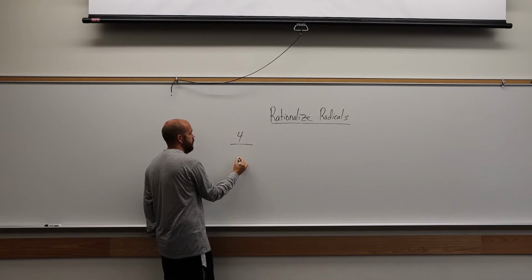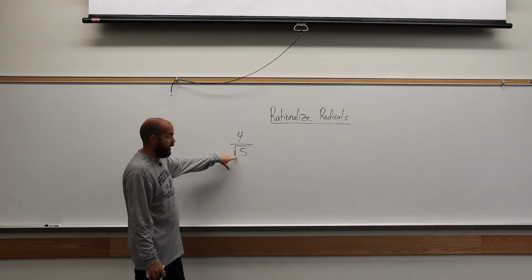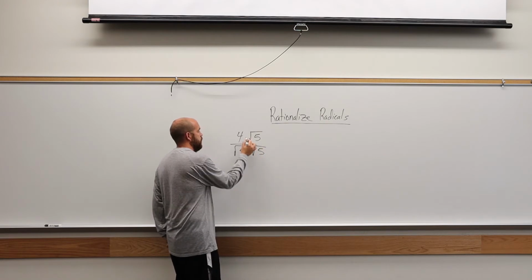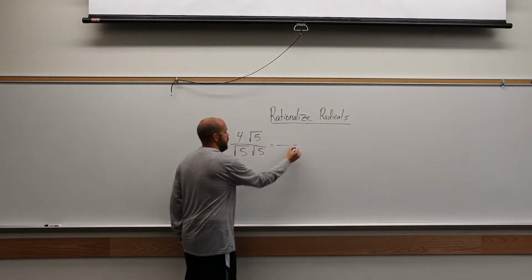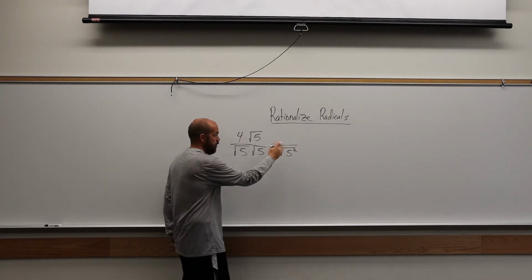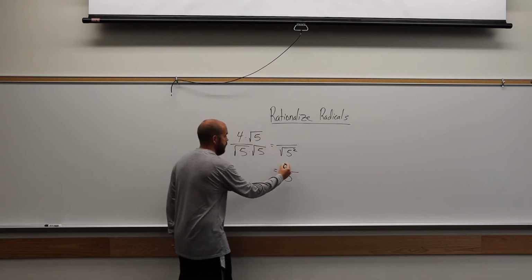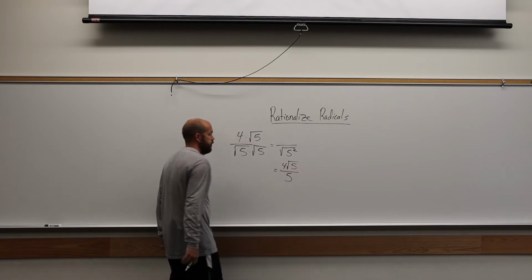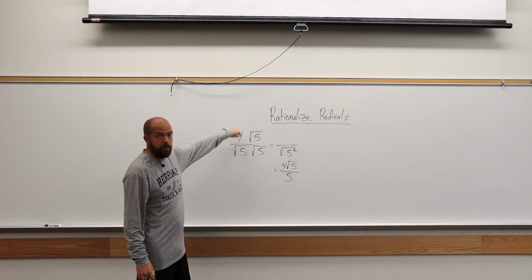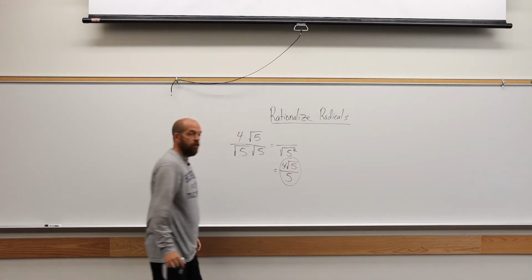Let's go with 4 divided by the square root of 5. Very similar problem. I can't have a radical on the bottom, so I multiply the top and the bottom by the same exact thing. That way the bottom is just going to become the square root of 5 squared, because it's multiplied by itself. Those cancel, and I just get 5 on the bottom. The top is going to stay 4 times the square root of 5 because I can't multiply those together. 4 does not have the same index number. It's not even inside of a radical. So that would be as far as I can go.